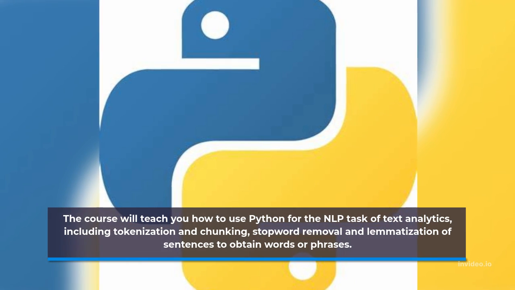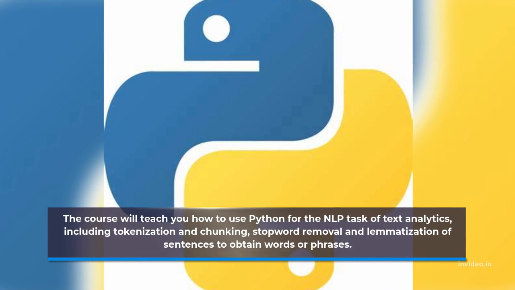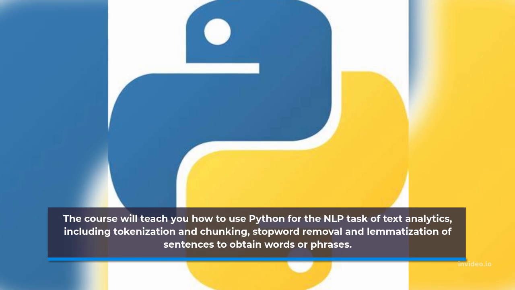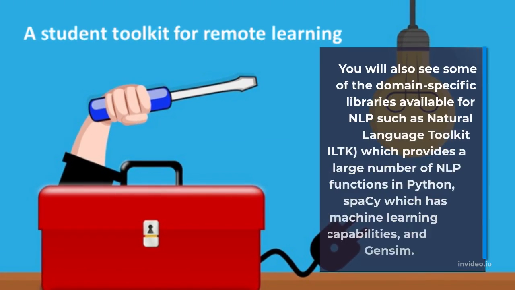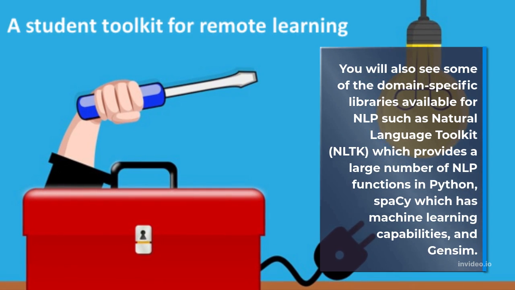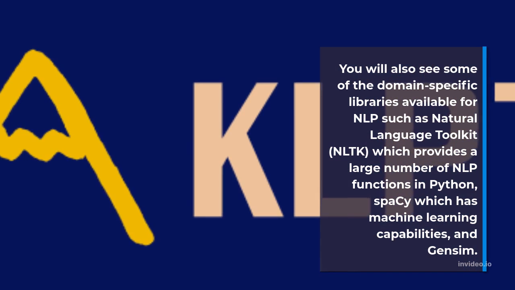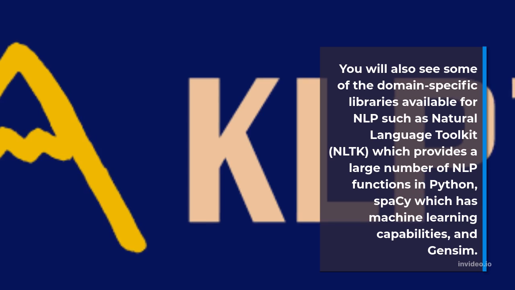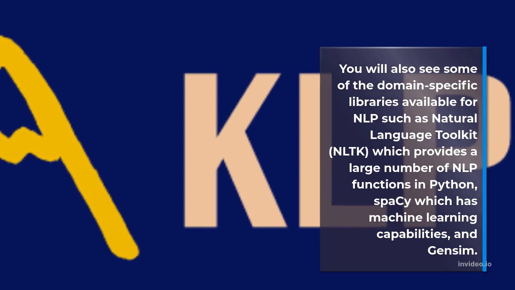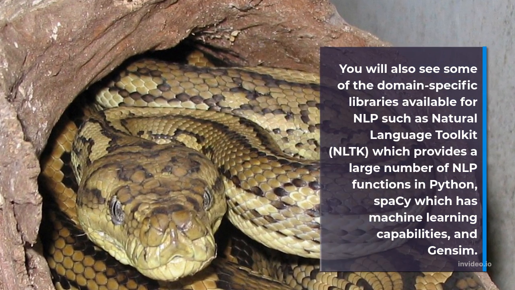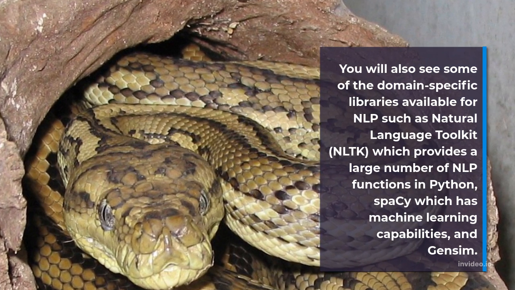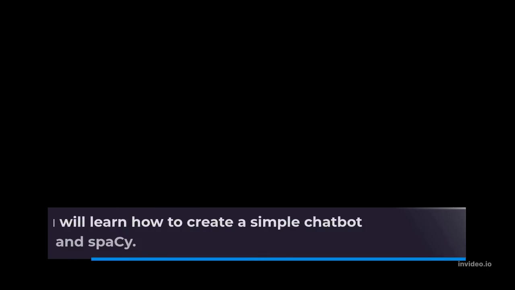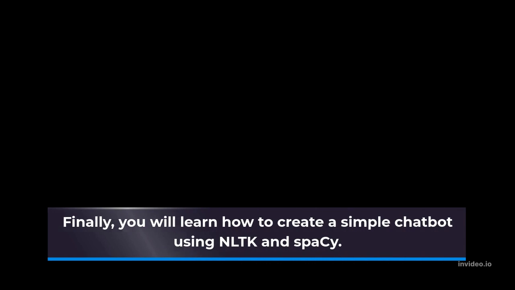The course will teach you how to use Python for the NLP task of text analytics, including tokenization and chunking, stop word removal and lemmatization of sentences to obtain words or phrases. You will also see some of the domain-specific libraries available for NLP such as Natural Language Toolkit, NLTK, which provides a large number of NLP functions in Python, SpaCy which has machine learning capabilities, and Gensim.